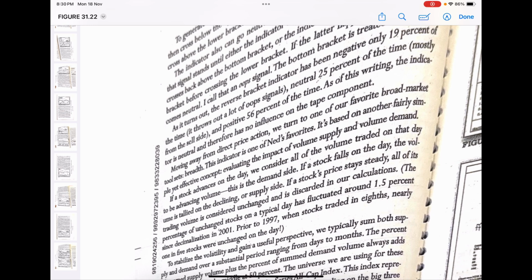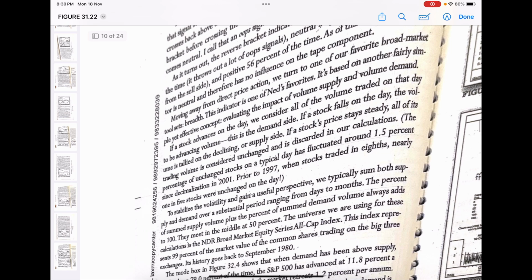Moving away from direct price action, we turn to one of our favorite broad market tools, which is breadth. This indicator is one of Ned's favorites. It is based on another fairly simple yet effective concept: evaluating the impact of volume supply and volume demand. Breadth is an evaluation of the market volume, supply and demand.